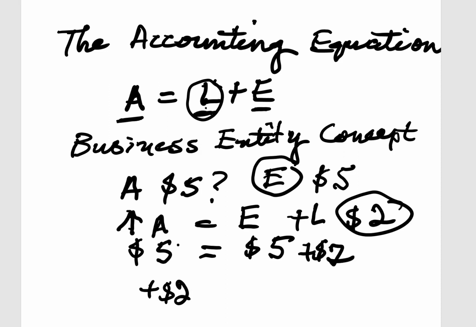Now we can see on the left hand side, it has got assets of $7, 5 plus 2, 7. And on the right hand side, the sum of the equity and liabilities is $7. So the accounting equation is in balance. The way we will record each activity of the business, each transaction, is that this fundamental accounting equation must always be in balance.